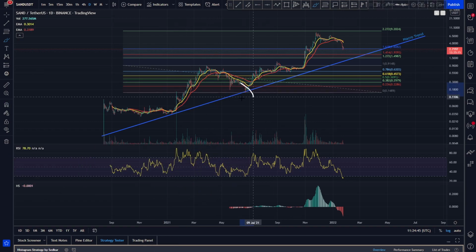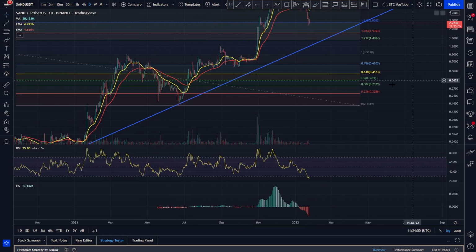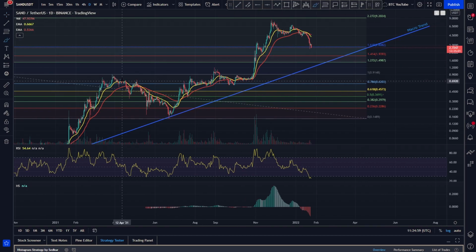And you can see here, we come down, we perfectly retest our trend line, don't we? Retest, every single time getting the bounce. Obviously getting oversold in these areas here. And then you can see ever since then for Sandbox, we have been moving to the upside again in a big way, by the way.